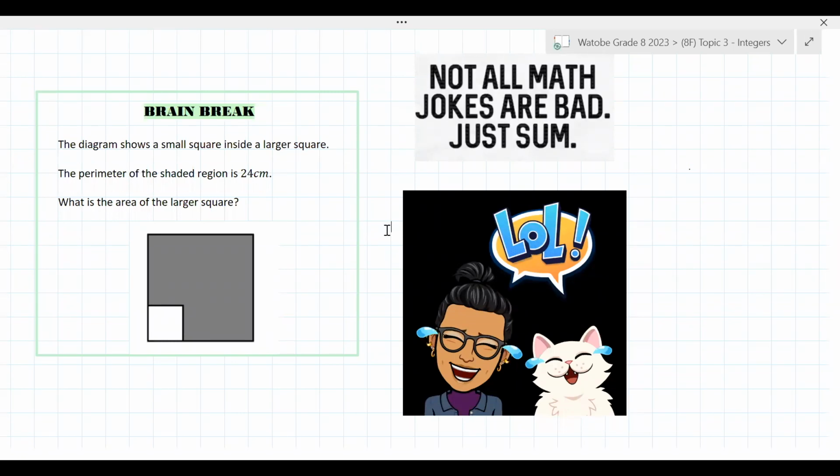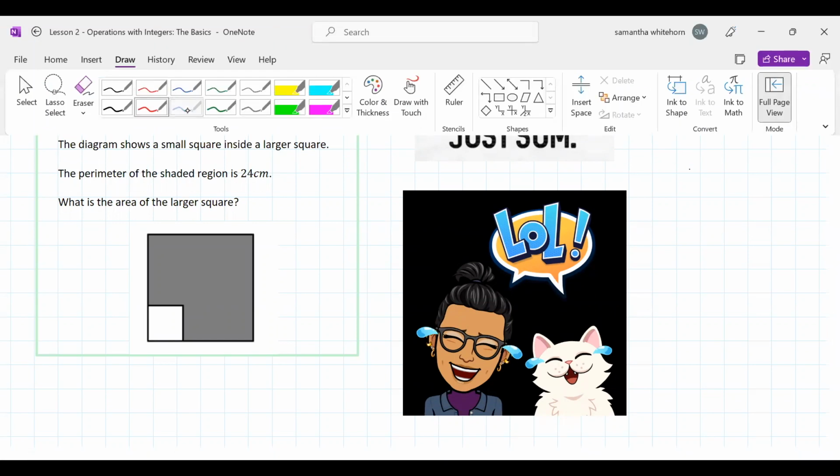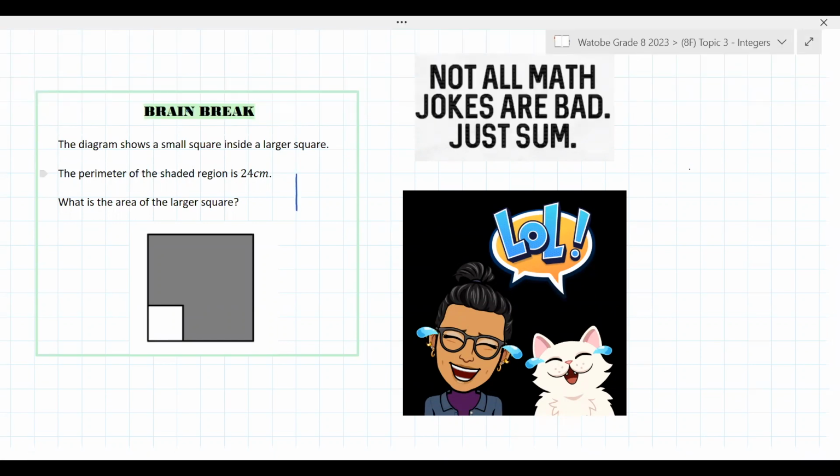All right, so this brain break says the diagram shows a small square inside a larger square. So really importantly there, we have squares. Now, just because a lot of us possibly haven't done measurement, I just want to remind you that when we are working with a square, all 4 side lengths are exactly the same. So if a square has one side that is 2 centimeters long, all 4 sides will be the same.